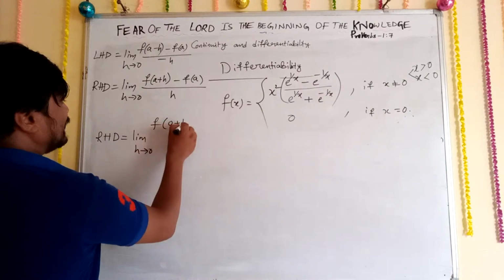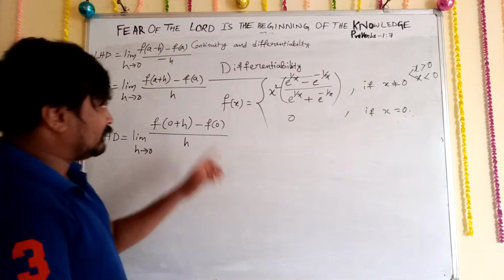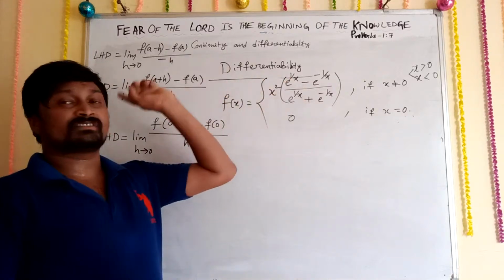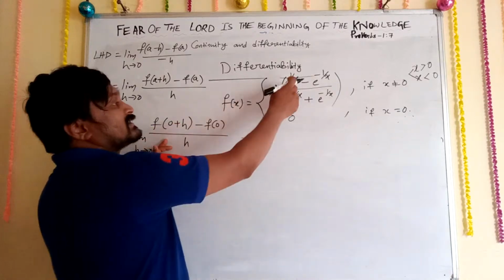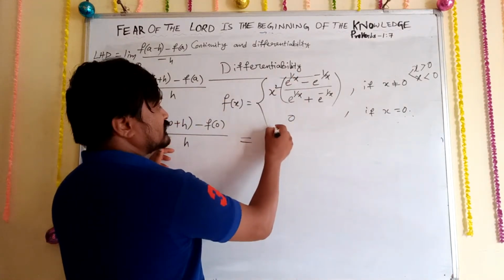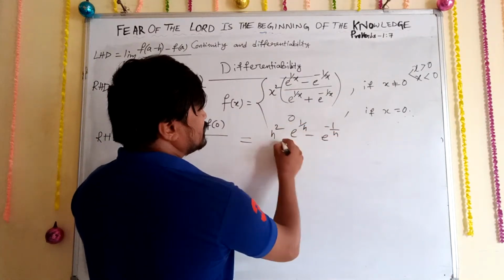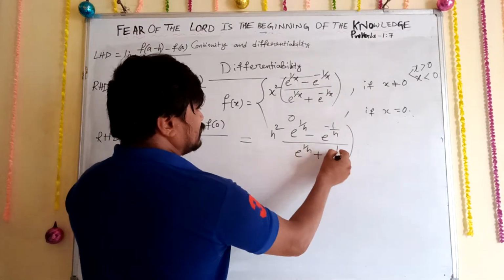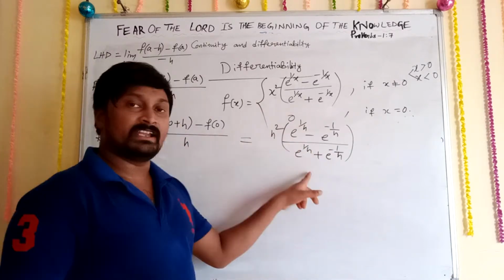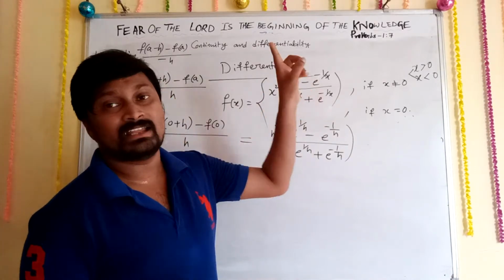So now a is 0. So 0 plus h minus f of 0 upon h. Wherever x is there, I need to substitute h. So this is equal to f of h. Substitute h here, now what do you get? h square e power 1 upon h minus e power minus 1 upon h, upon e power 1 upon h plus e power minus 1 upon h. I hope you all understood: wherever x is there, I substituted h.